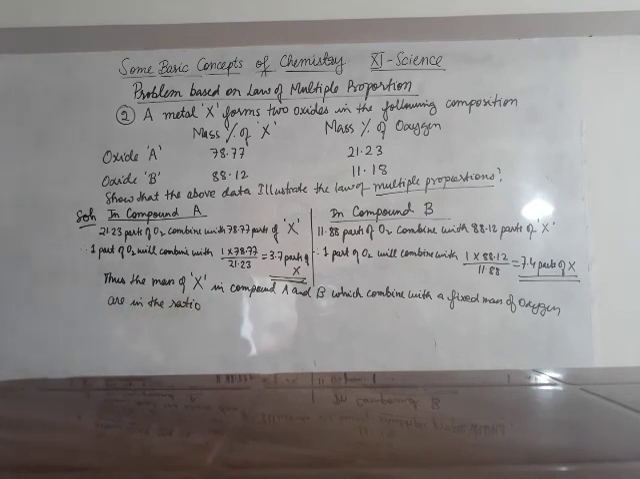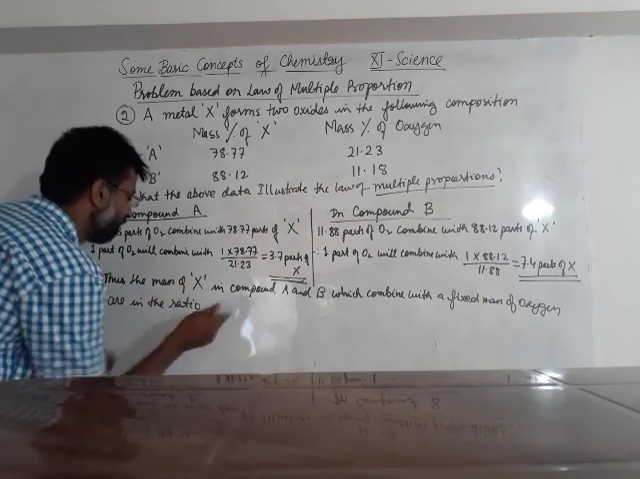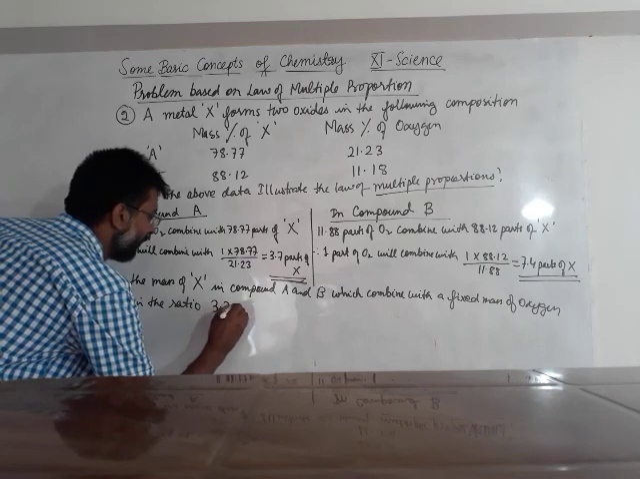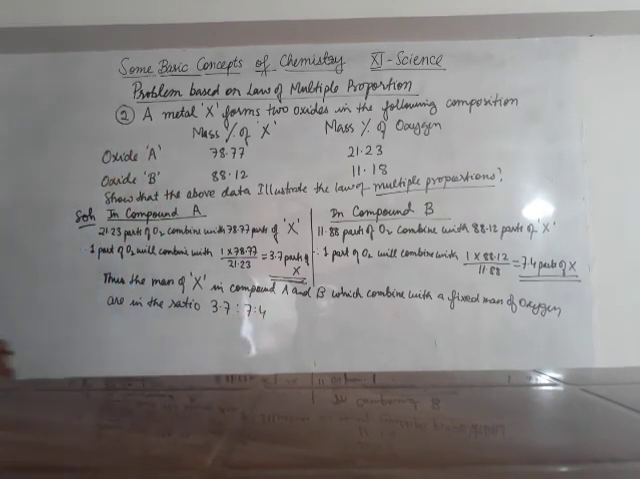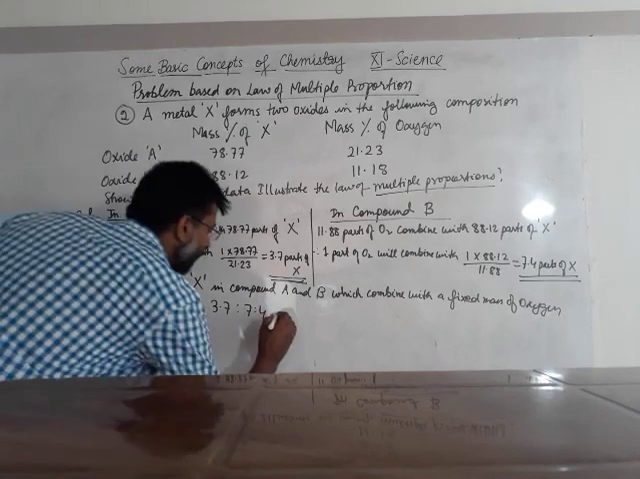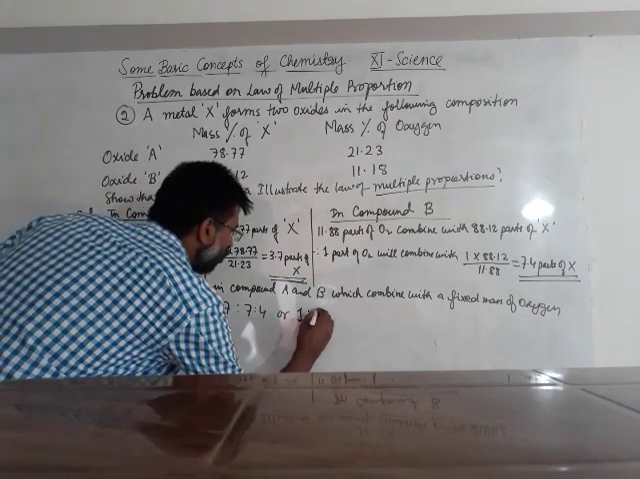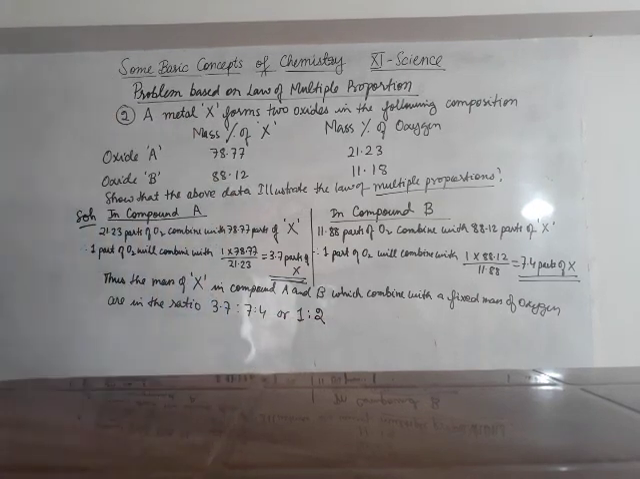Look at the ratio. It will come 3.7 is to, over there it is 7.4. Look at this. Try to simplify this ratio. So 3.7 is to 7.4 can also be written as 1:2. It is a simple ratio 1:2.